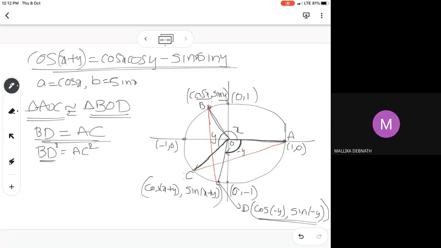Root over x2 minus x1 whole square plus y2 minus y1 whole square. Once again, Malika. So root over x2 minus x1 whole square plus y2 minus y1 whole square. That's good.